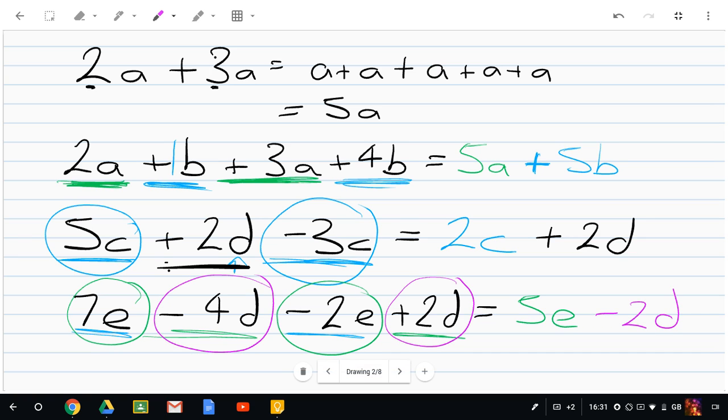I write it in this order because we start with our positive and we finish here with our negative. That's not going to be the be-all and end-all, and sometimes you will have to start with a minus, but in this case it's better if we don't have to. All right, I hope that helps you understand like terms and how we can add and subtract them.